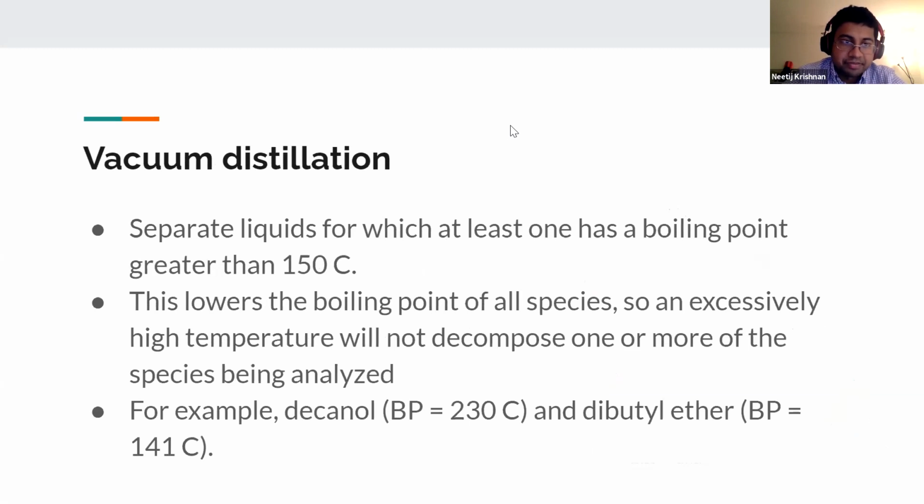Vacuum distillation. Reducing the atmospheric pressure actually reduces the boiling point of a liquid, which is why water boils at a lower temperature in Colorado, for example, or any higher elevation than at sea level. So it would help us boil liquids that have a very high boiling point, because it would lower their boiling point.